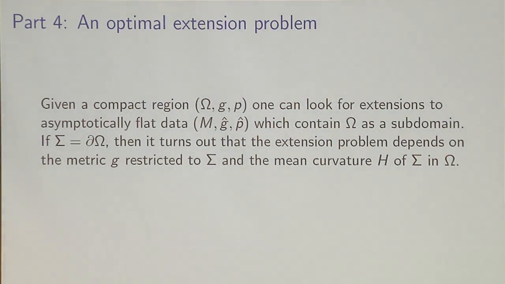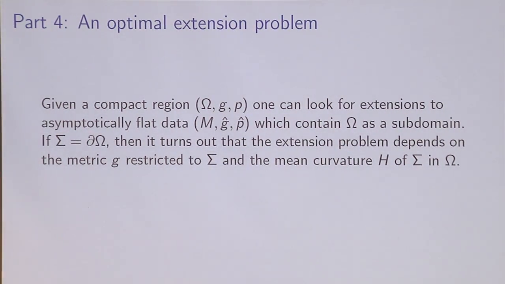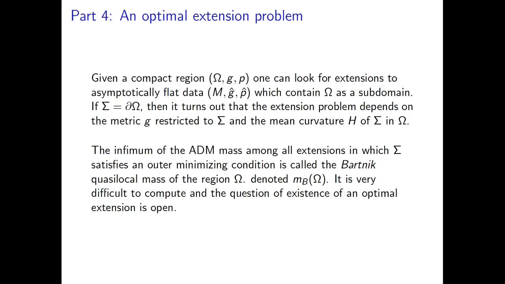So we can try to take this finite region and put it into an asymptotically flat region, so that the metric G extends and the second fundamental form P extends. I'll call the extended data M, G hat, P hat. So these contain omega as a subdomain. And then you can ask, is it possible to do that efficiently? In other words, if we take a given omega, can we do the extension in as efficient a way as possible? And the efficient way is one which minimizes the energy, so the ADM energy.